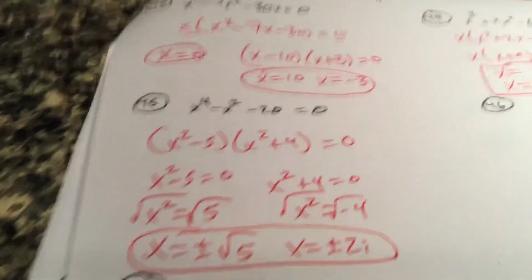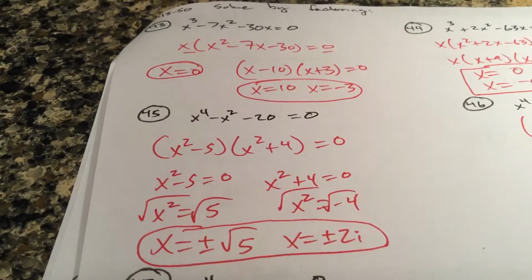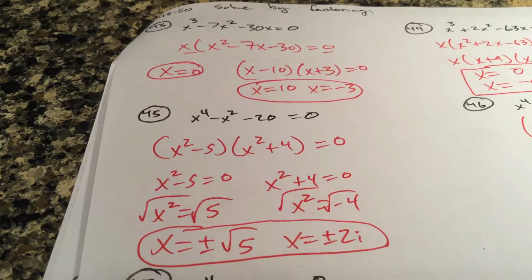X squared minus 5, x squared plus 4 equals 0. X squared minus 5 is 0. X squared is 5. Take the square root, plus or minus root 5. X squared plus 4 is 0. X squared equals negative 4. Take the square root, plus or minus 2i.